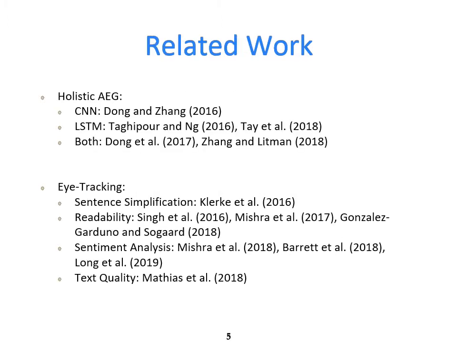So this slide consists of a list of related work in the area of holistic automatic essay grading as well as eye tracking. We had an earlier paper in 2018 which used eye tracking to predict how a reader would rate the quality of text. But in that approach, we collected gaze behavior for all the text, whereas in this, we collect gaze behavior for only some of the text.